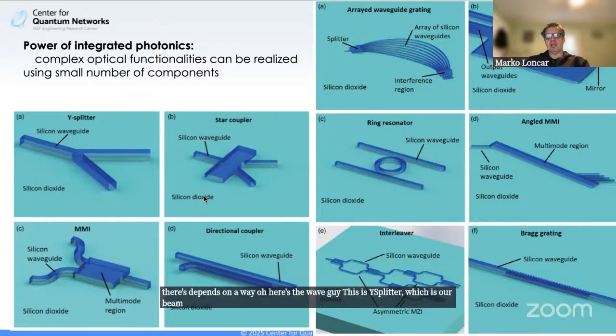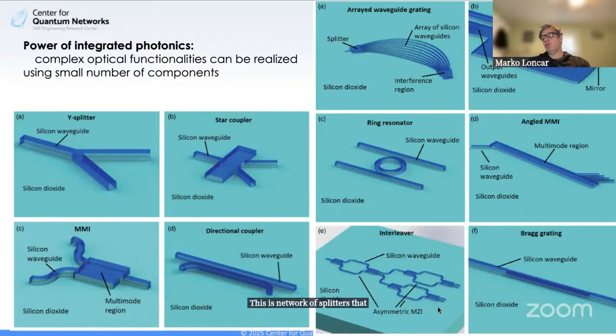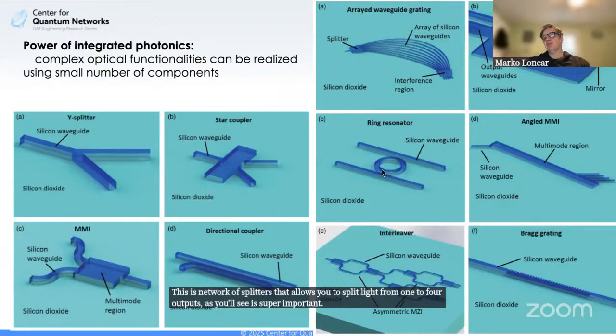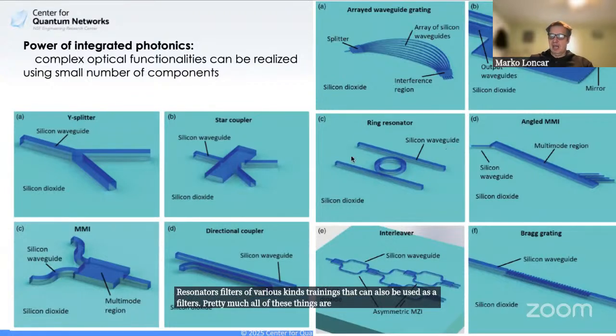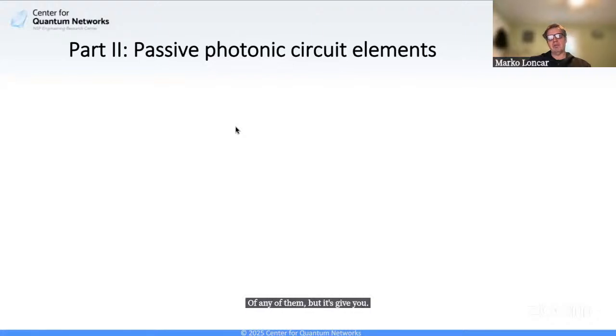There are different types of splitter. There is yet another type of splitter. Splitters are very important. All of these are different types of splitters that have some pros and cons. This is a network of splitters that allows you to split light from 1 to 4 outputs, which, as you'll see, is super important. Then resonators, filters of various kinds, gratings that can also be used as filters. Pretty much all of these things are filters, couplers, and so on and so forth. We'll touch upon many of these, not all of them, and because we touch upon many of them, we are not going to go into great detail on any of them, but it gives you, I think, a nice overview of what's important here.